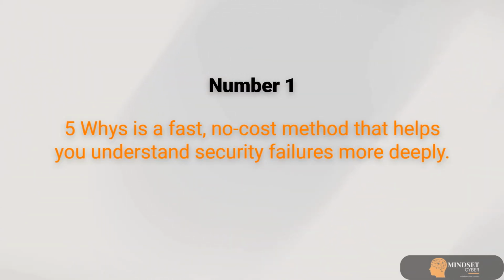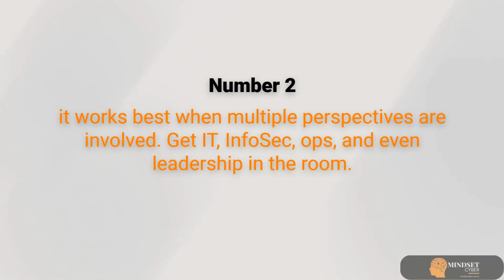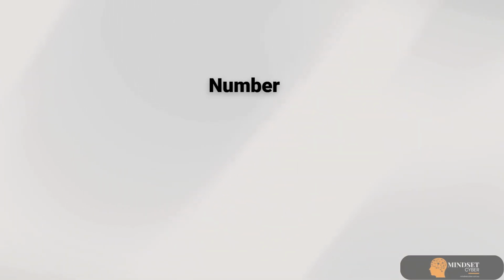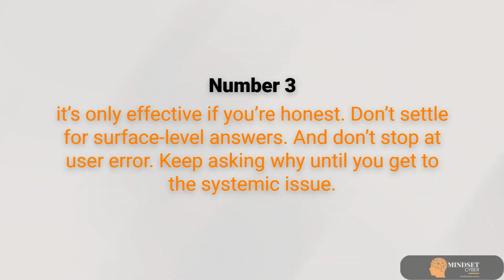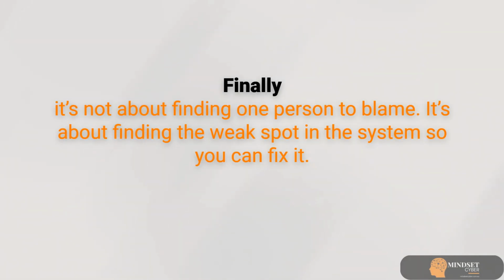So, what are the takeaways here? Number 1. The 5 whys is a fast, no-cost method that helps you understand security failures more deeply. 2. It works best with multiple perspectives involved. Get IT, InfoSec, Ops, and even leadership in the room. 3. It's only effective if you're honest. Don't settle for surface-level answers and don't stop at a user error. Keep asking why until you get to the systematic issue. And finally, it's not about finding one person to blame. It's about finding the weak spot in the system so you can fix it.